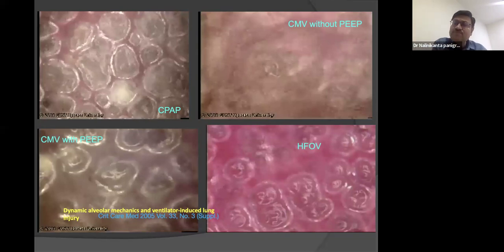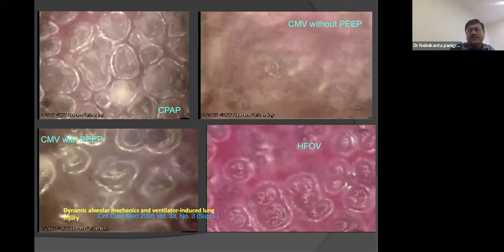But the greatest advantage of HFO is that we can decouple. If we need to oxygenate, we'll target our parameters in such a way that we can oxygenate the lungs better. If our aim is to treat hypercarbia, we want the carbon dioxide washed out, we can do it differently. That's probably one of the greatest advantages. Decoupling of oxygenation and ventilation happens in HFO. These are the basic characteristics.